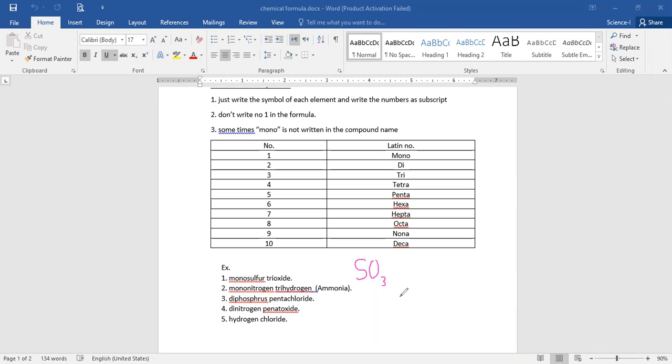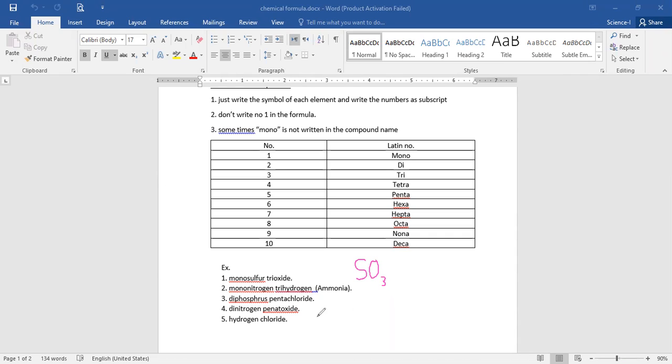Okay. Is it clear, guys? Yes. Okay. We just translated here. Monosulfur means just one sulfur. So sulfur symbol is S. So we're just going to write S. We don't write subscript 1 as usual. Mono is 1, so we will not write 1. So S. Then trioxide means 3 oxygens. So O3. That's it. Okay.